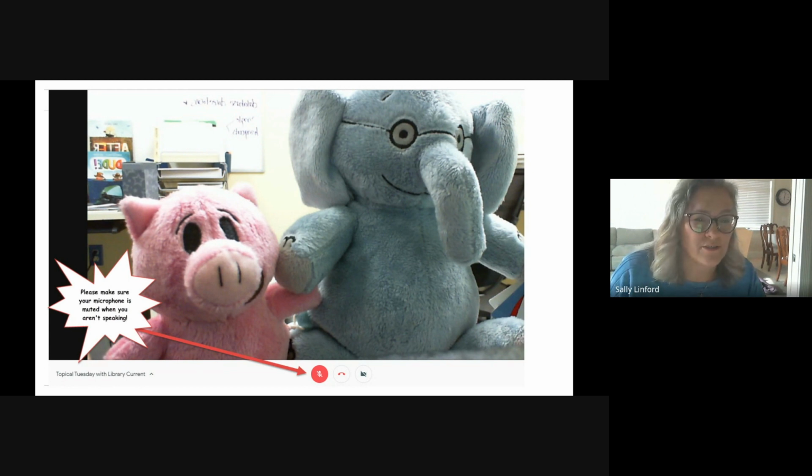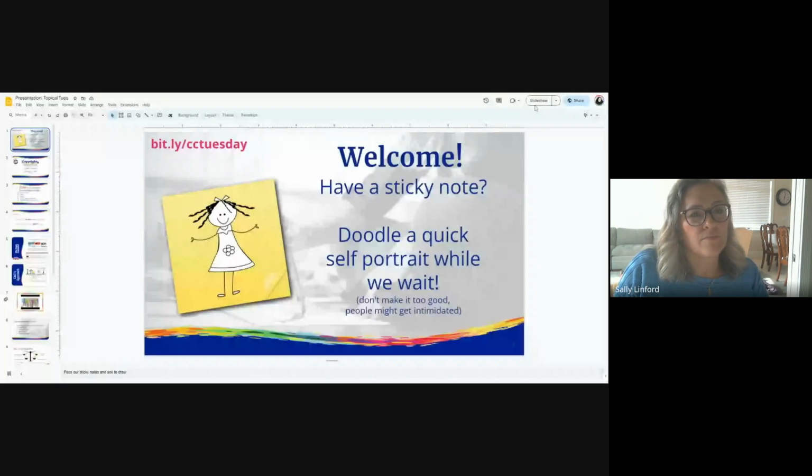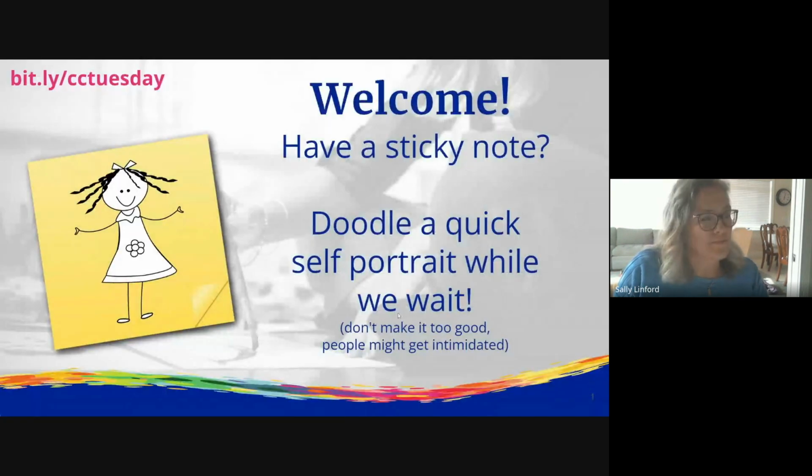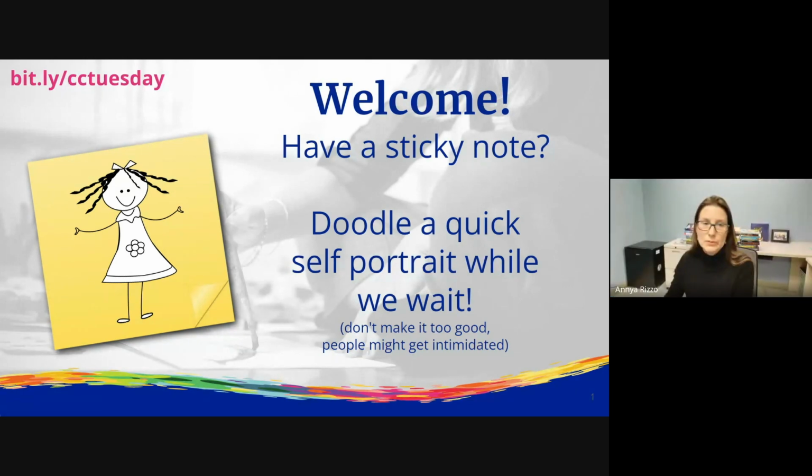I'm going to share my screen here. Oh, well, let's see. Okay, sorry, I've got three screens going here. That's not the right screen, right? Can you see the slides? I see, Welcome. Have a sticky note.